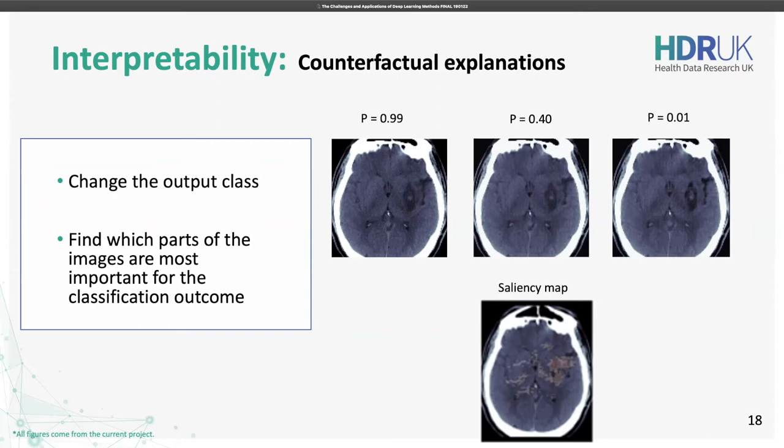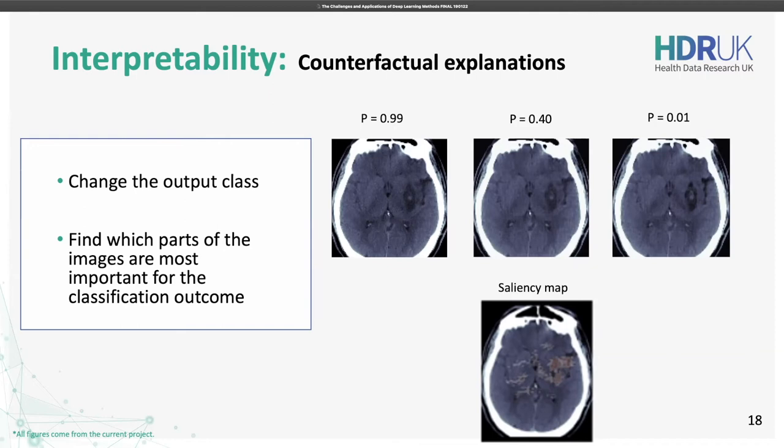For example, here in the figure is shown a scan that has a probability of lesion of 99%. And then we want to slightly modify this image in order to gradually decrease the probability of lesion, as is shown here. The changes are pretty subtle, so probably it's not easy to see them with the naked eye. So to make the visualization easier, we can consider the difference between the original image and the counterfactual image, and then visualize these pixels that change with a color map, as is shown in the saliency map below. So if we move on to the next slide.